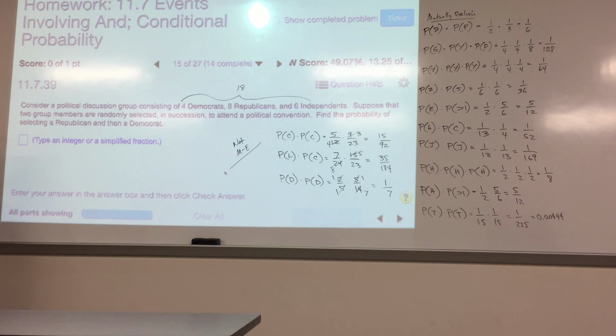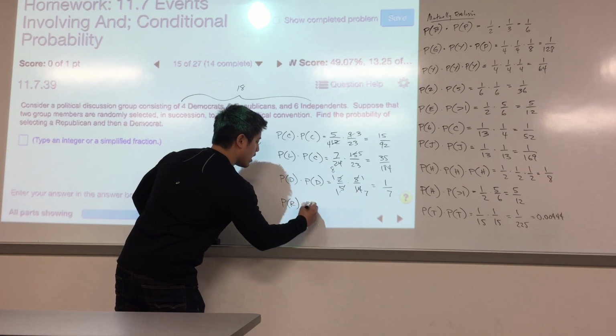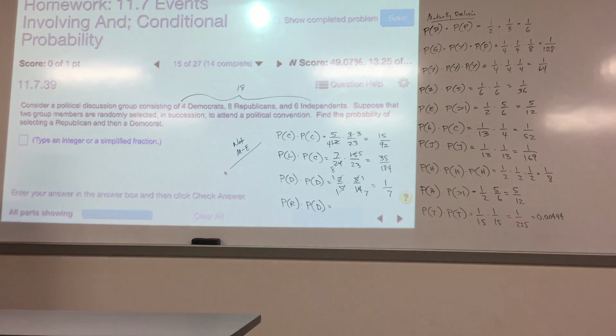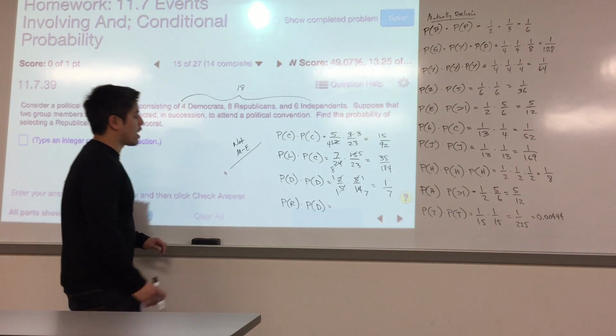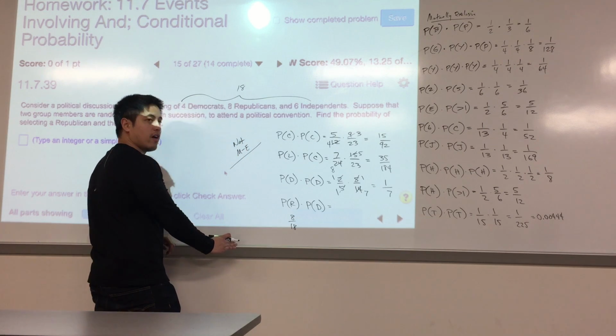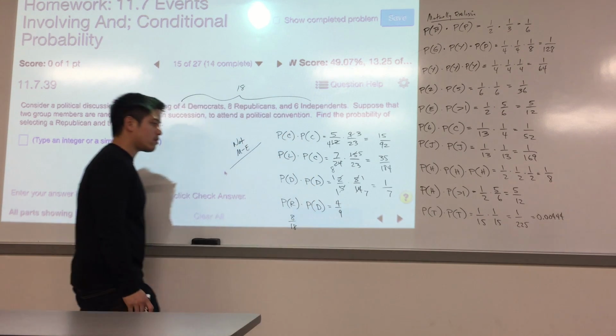Suppose that 2 group members are randomly selected in succession. So we're only doing 2 this time, again. Find the probability of selecting a Republican and then a Democrat. What's the probability of getting a Republican? 8 out of 18 to start. If we divide that by 2, it'd be 4 out of 9, right?